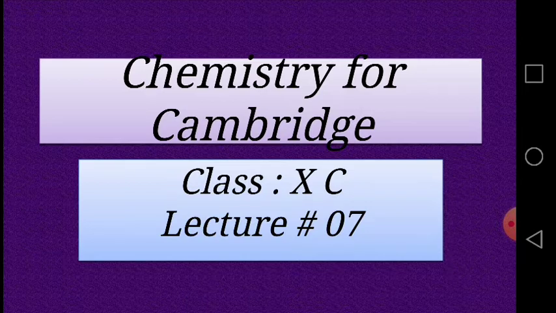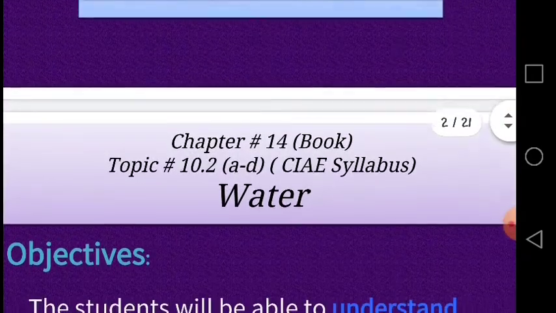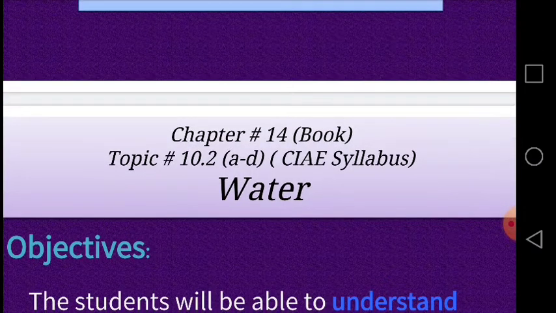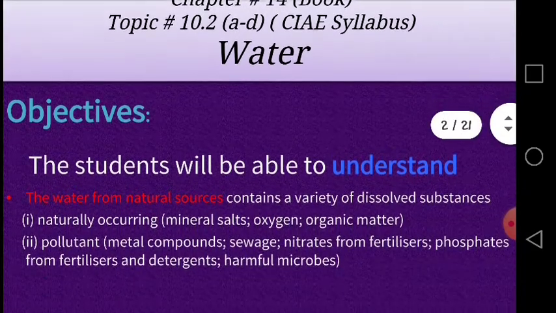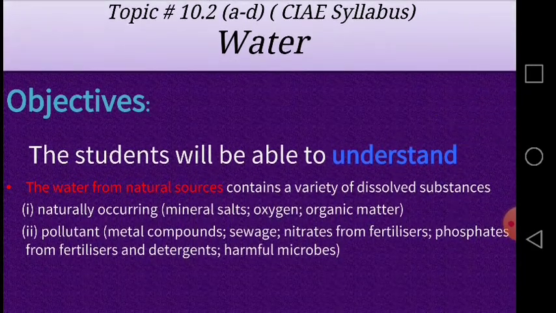Dear students, this is our 7th interaction regarding chemistry for Cambridge. Today's topic is water, which is from your book Chemistry for Cambridge, chapter number 14, and according to the CI syllabus, topic number 10.2. The objectives for our session today are as follows.